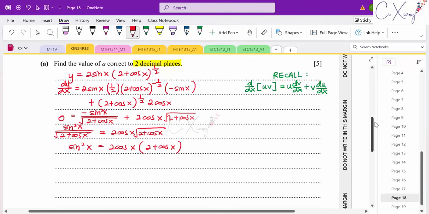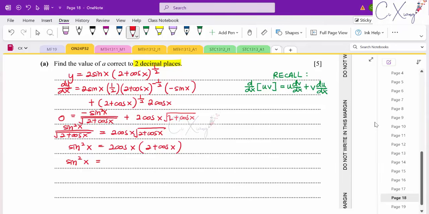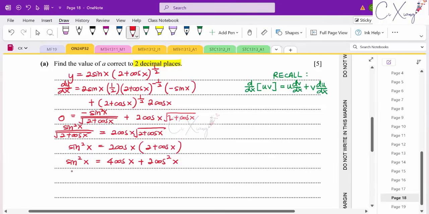Okay, then next, how can I solve this equation? Let us expand it and have a look here. So I'm having 4 cos x, then 2 cos square x. When I'm having a mixture of cos square and sine square, it is quite hard for us to solve the equation. So we prefer to have everything in terms of cos or everything in terms of sine. So for me, I'm going to change the sine square to become 1 minus cos square.